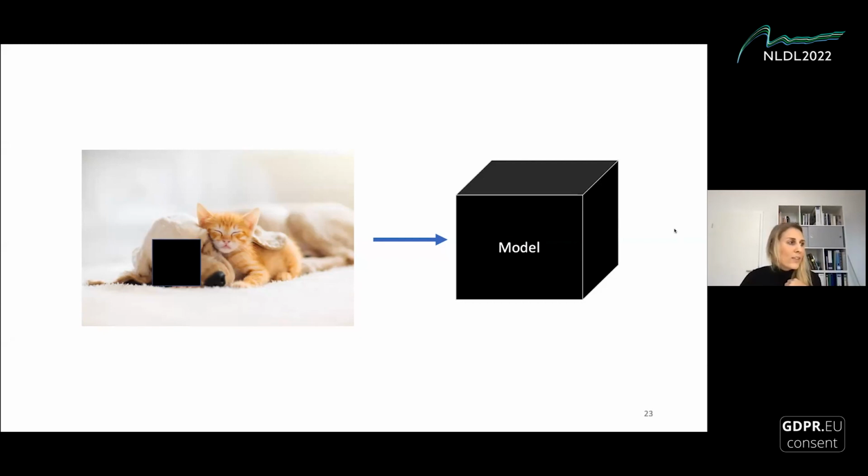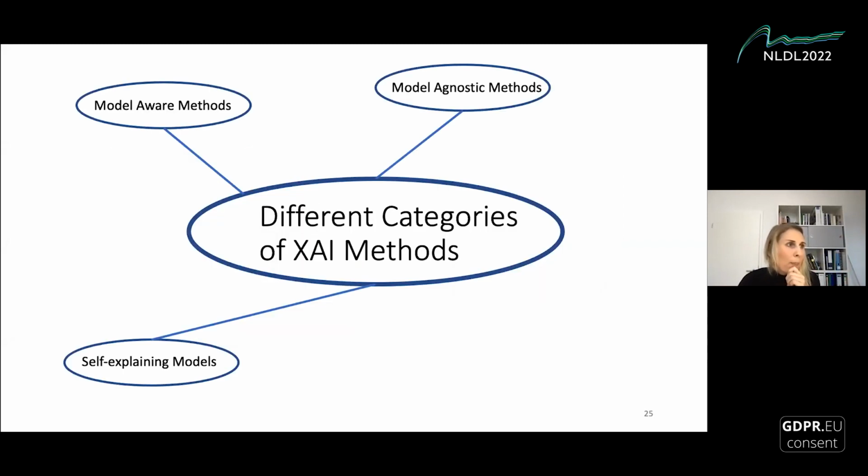In case we black out some parts of the cat, the object cat, then we would assume that the model prediction for the class cat decreases, right? And if we do this a lot, then we would also get some form of heat map where we see what were the most important areas for the prediction of the class cat.